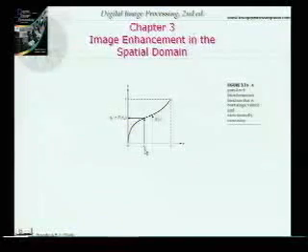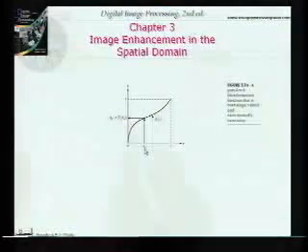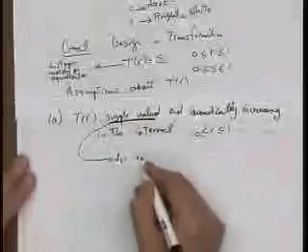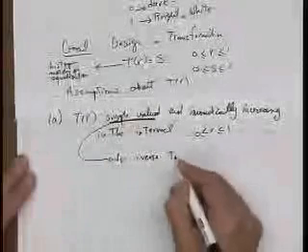So why do we want this to be single valued? Because we want the inverse transformation to exist. Single valuedness is needed for the inverse transformation to exist.